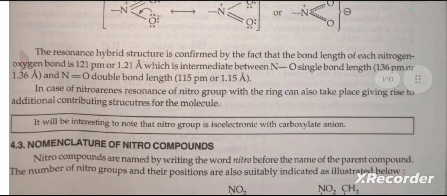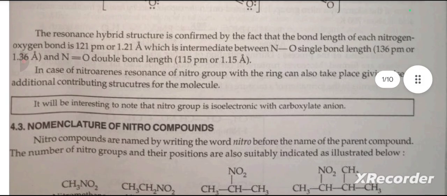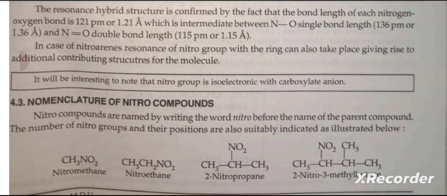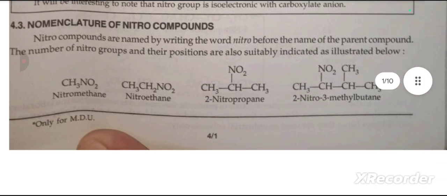The resonance hybrid structure is confirmed by the fact that the bond length of each nitrogen-oxygen bond is 121 pm or 1.21 angstrom, which is intermediate between the N-O single bond length and the N=O double bond length. In case of nitroarenes, resonance of the nitro group with the ring can also take place, giving rise to additional contributing structures for the molecule.